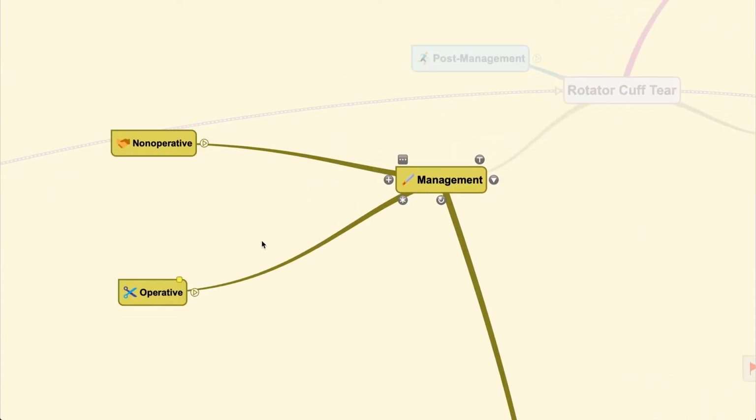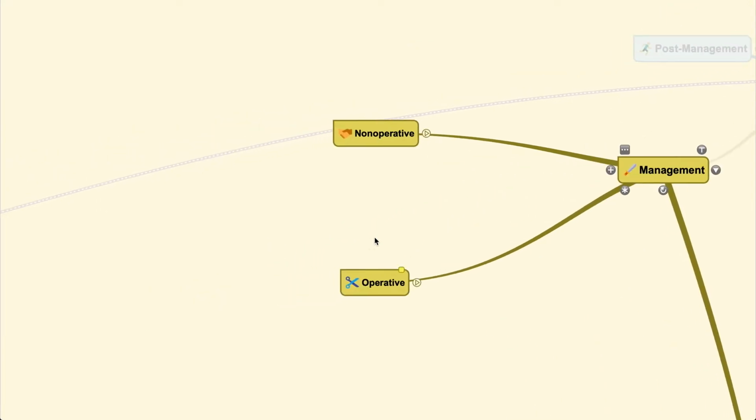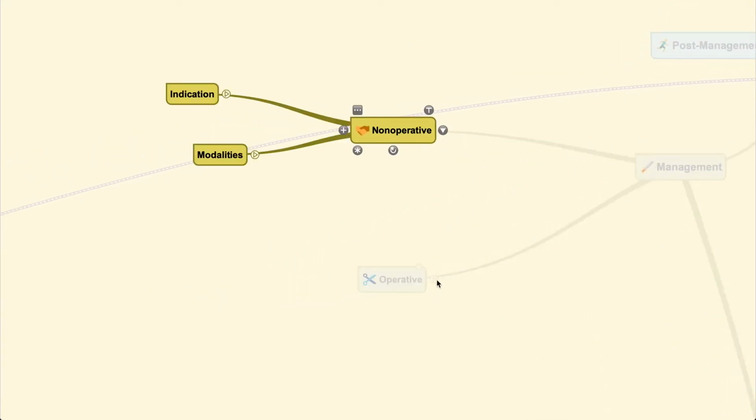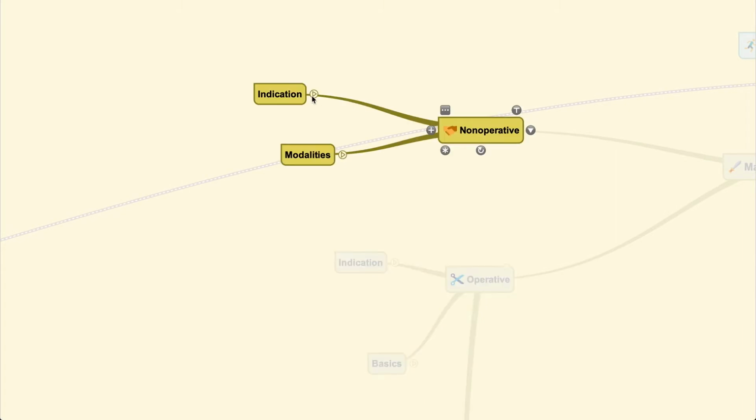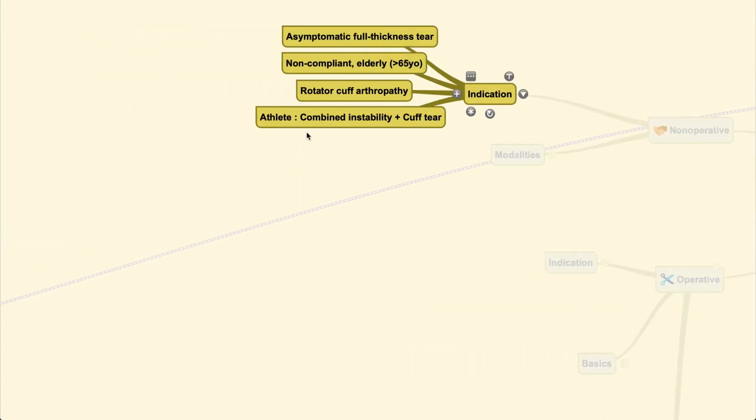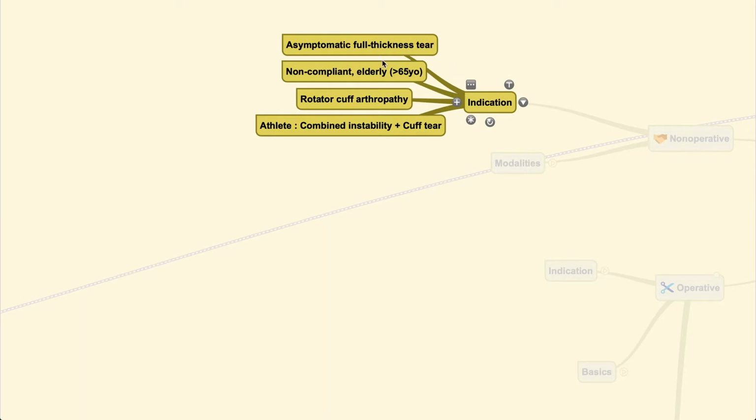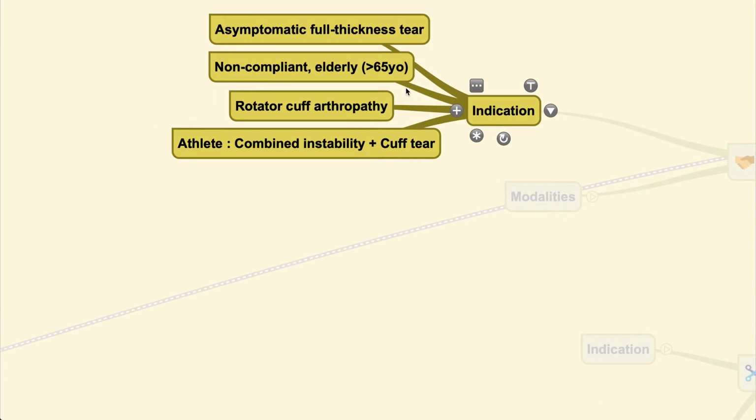As in any condition, the management program should always include non-operative and operative means. Non-operative treatment is always indicated as a first-line treatment, especially in asymptomatic full-thickness tear or in a non-compliant elderly patient with age more than 65 years old. We know that in this age population, patients are usually non-compliant and do not need perfect function of their shoulder. It is also indicated if there is any present sign of rotator cuff arthropathy.